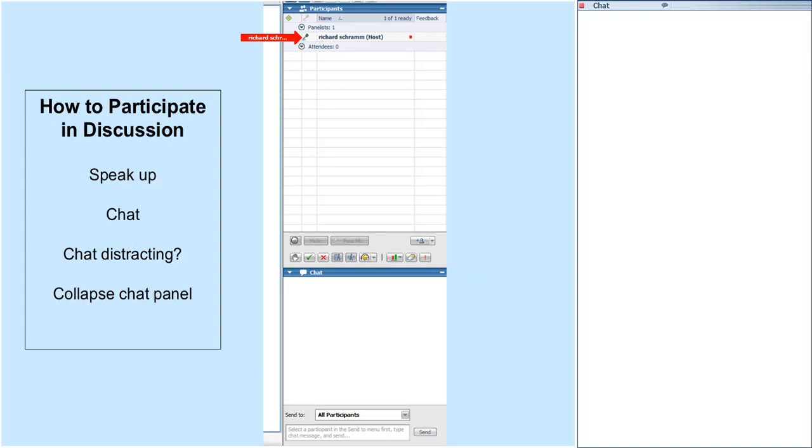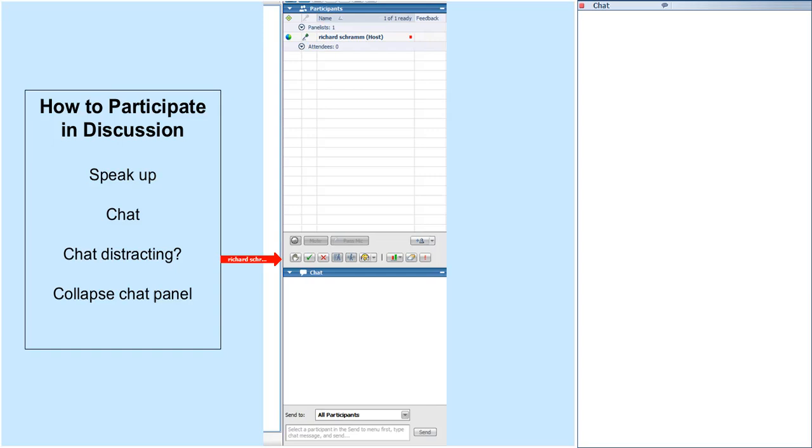You can then hold forth with your comments and questions. I'll mute your microphone for a response, and then please hit the hand raised icon again. That will erase the icon next to your name, and you will not run the risk of having me call on you all night when you don't have anything to say.